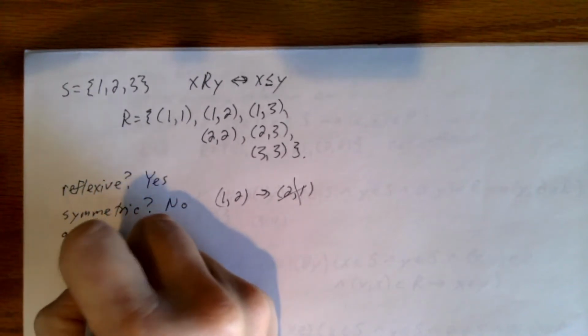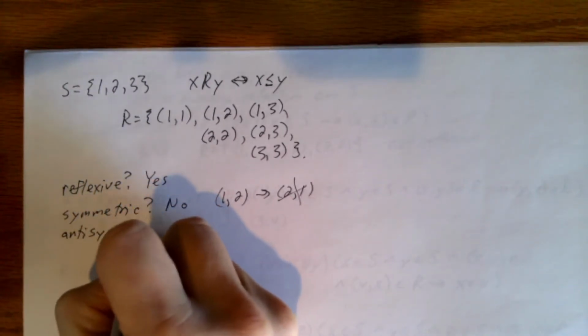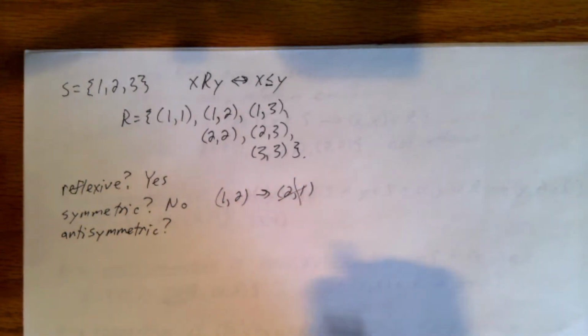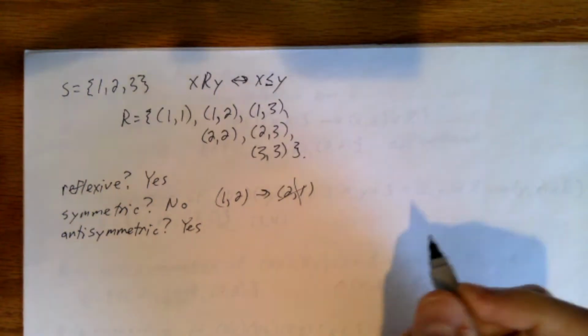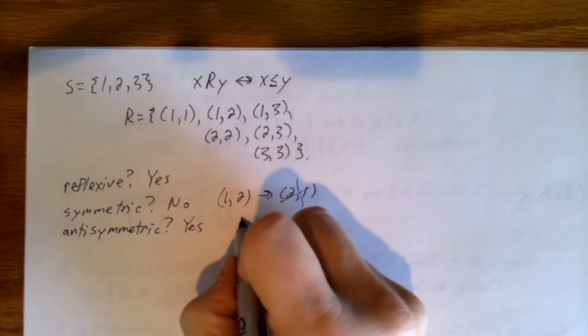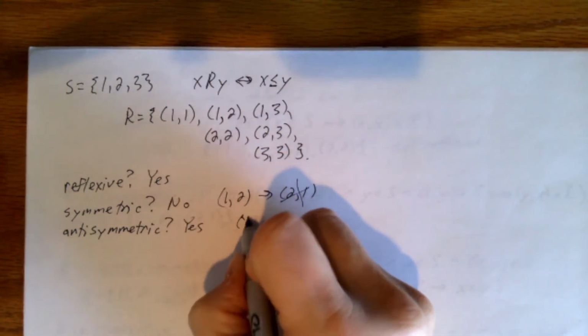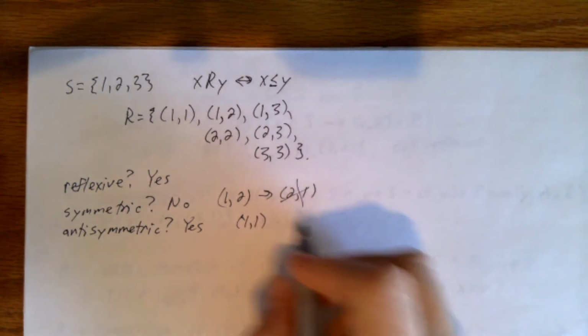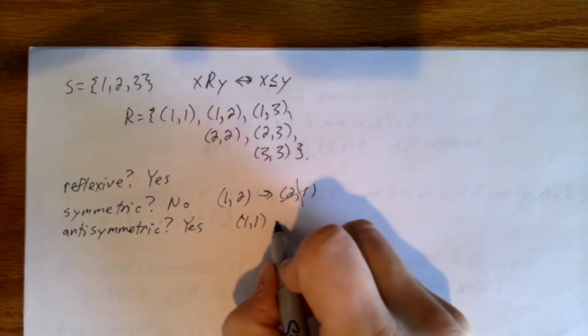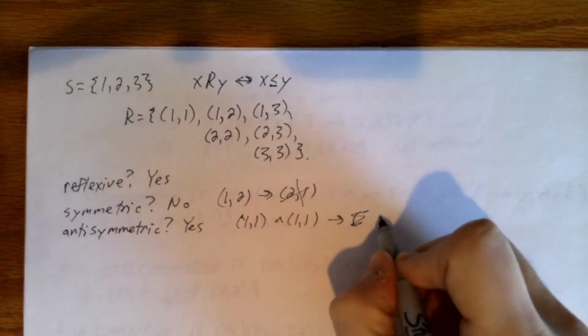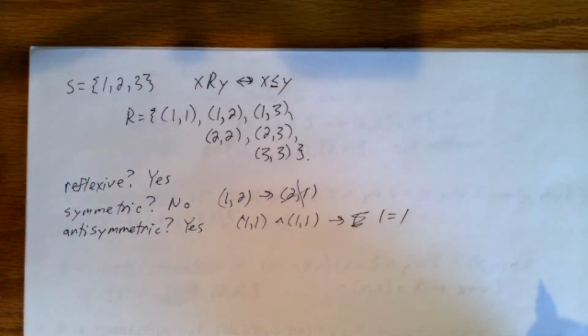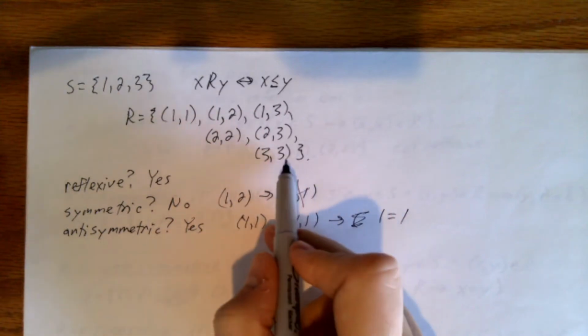Anti-symmetric. Well, this happens to be yes. Because if we take something like 1, 1, and we take the reverse of that, which is also 1, 1, that's only because 1 was equal to 1. And the same thing for 2, 2, and 3, 3.